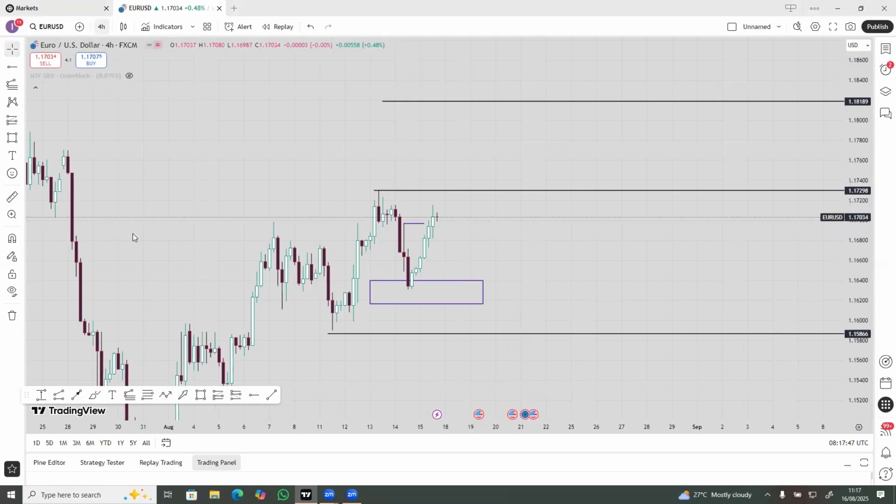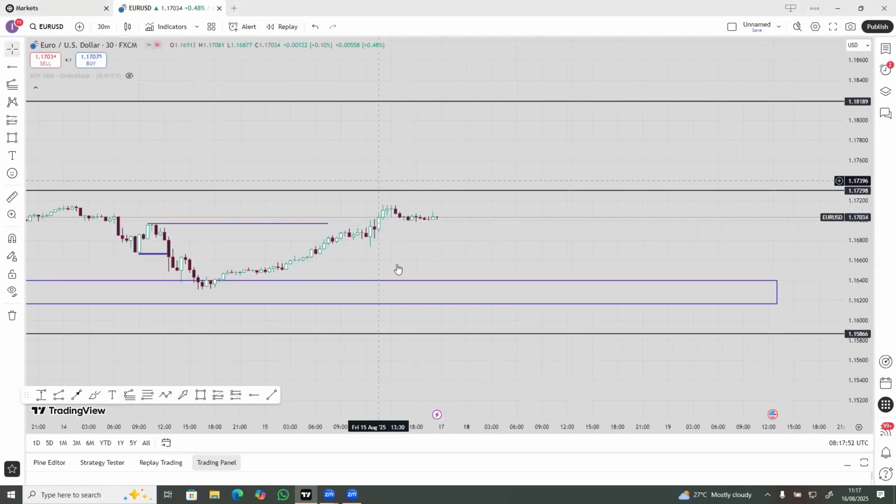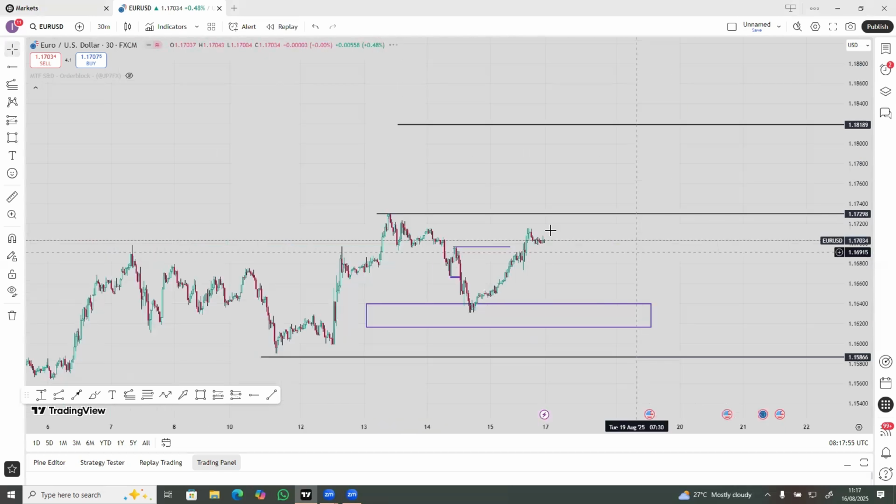Let's shift to 30 minutes. You can see what structure is created on 30 minutes. On 30 minutes, you have market structure like that. We have strong bullish. And down here, we do not have any point of interest. So we don't have a place to enter again.